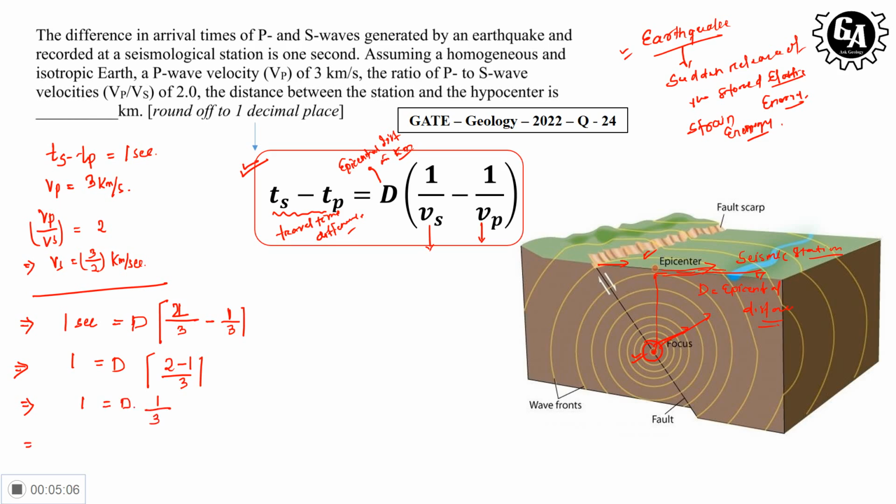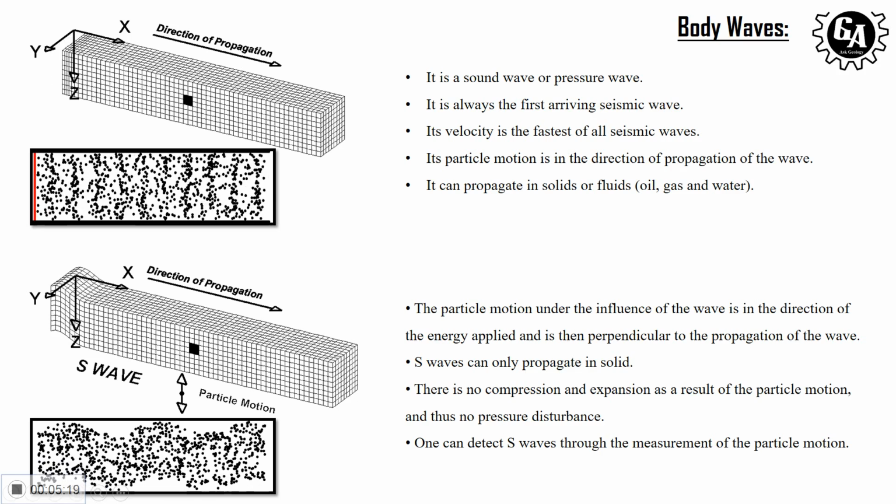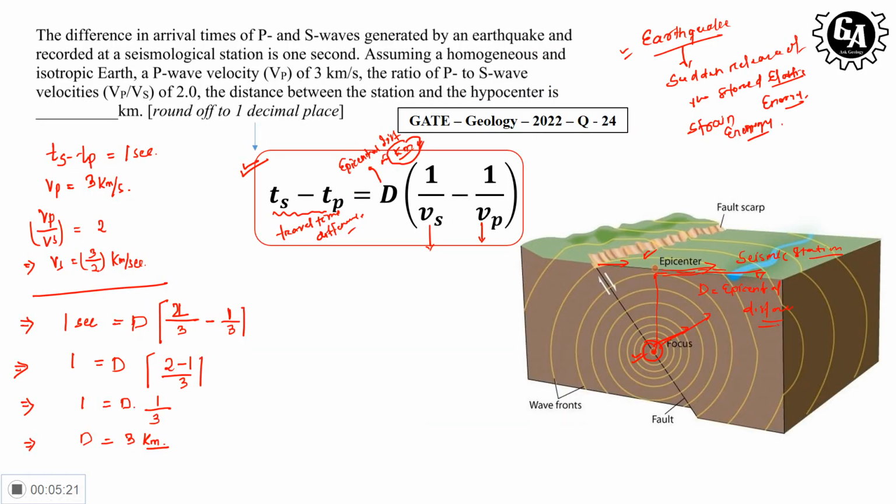So simply d is equal to 3 kilometer. So our answer here is 3 kilometer, and d, the epicentral distance, is expressed in kilometer. Okay, so from this point we can derive another formula.